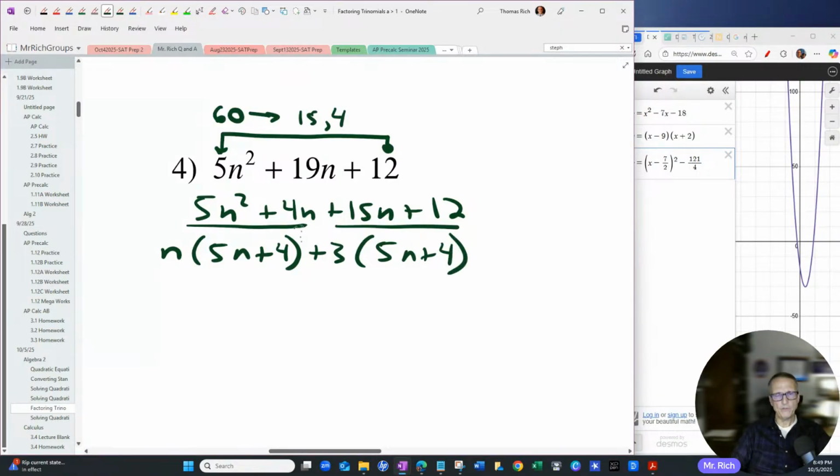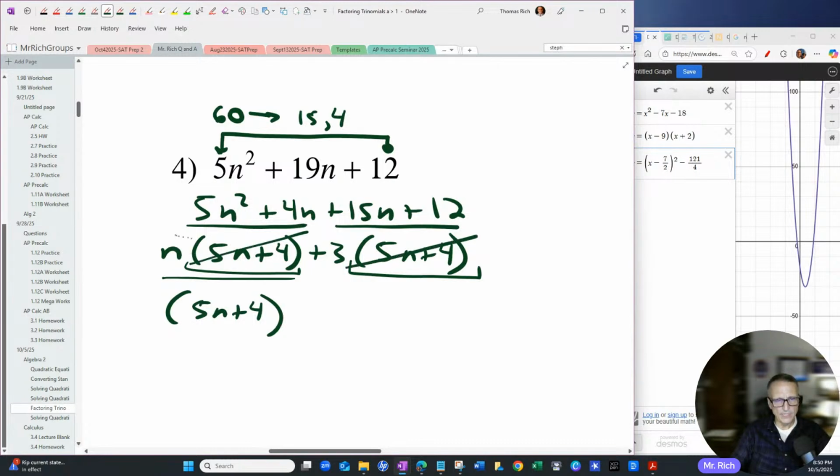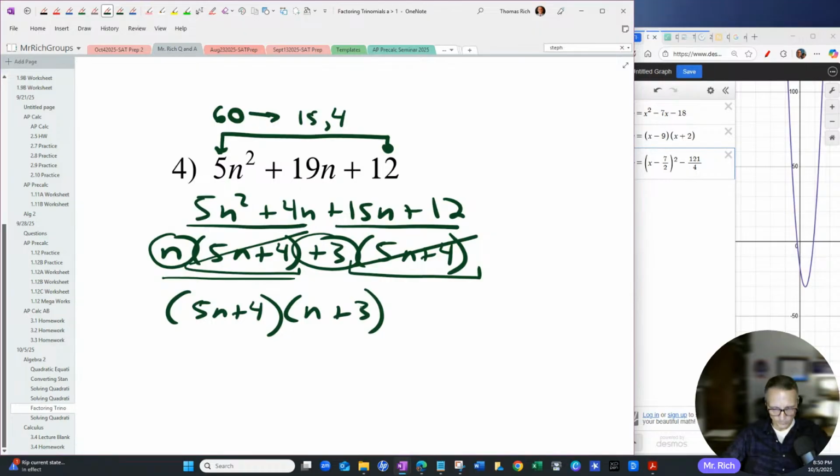What happens when you do factoring by grouping like this is you'll notice that I have a common 5n plus 4 between these two larger terms. So I pull that out as its own common factor. And when I pull that out, what does it leave? Another factor of n plus 3. Okay, so that is what we call the AC method of factoring.